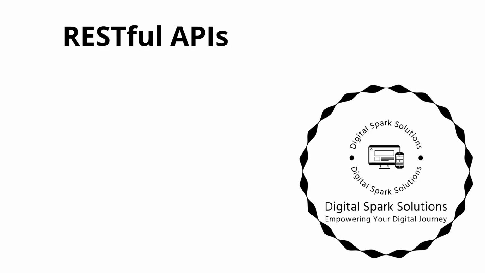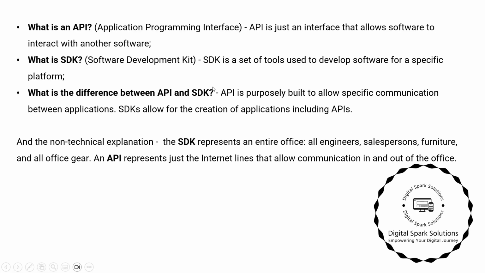Before we start with this lesson, I'd like to quickly explain some terms and concepts up front. What is an API? Application Programming Interface. An API is just an interface that allows software to interact with another software. What is an SDK? Software Development Kit. An SDK is a set of tools used to develop software for a specific platform.